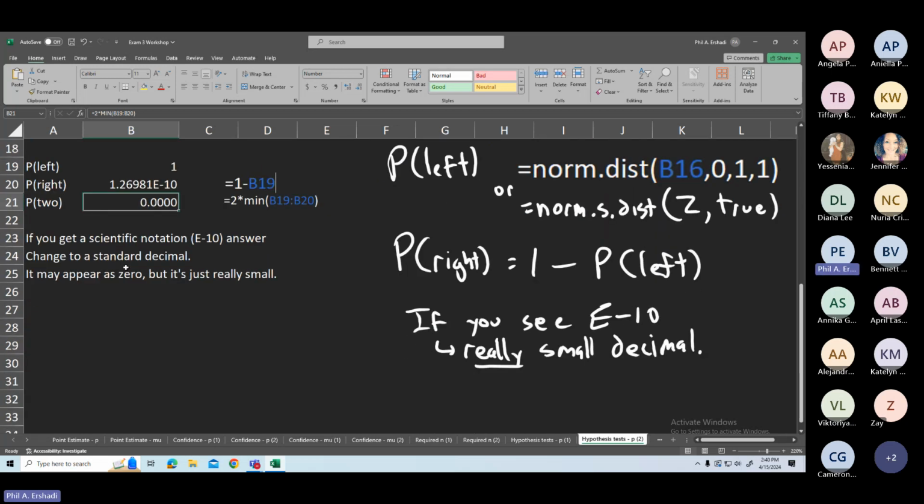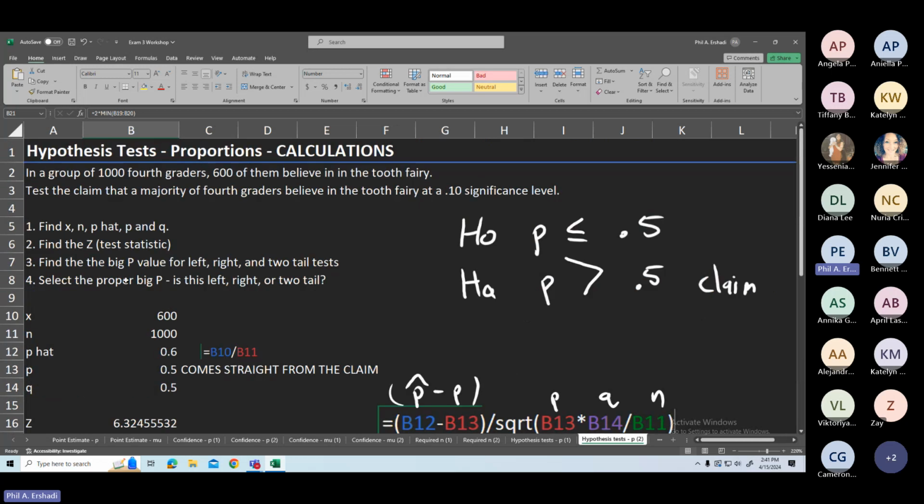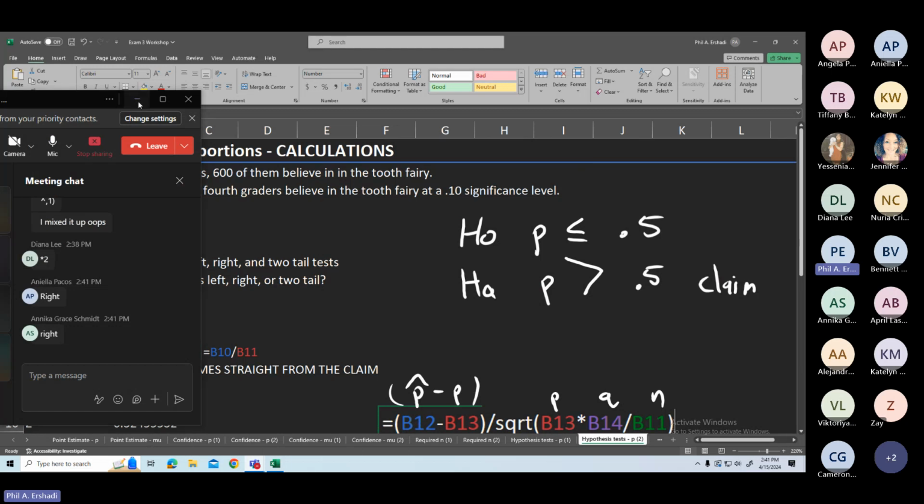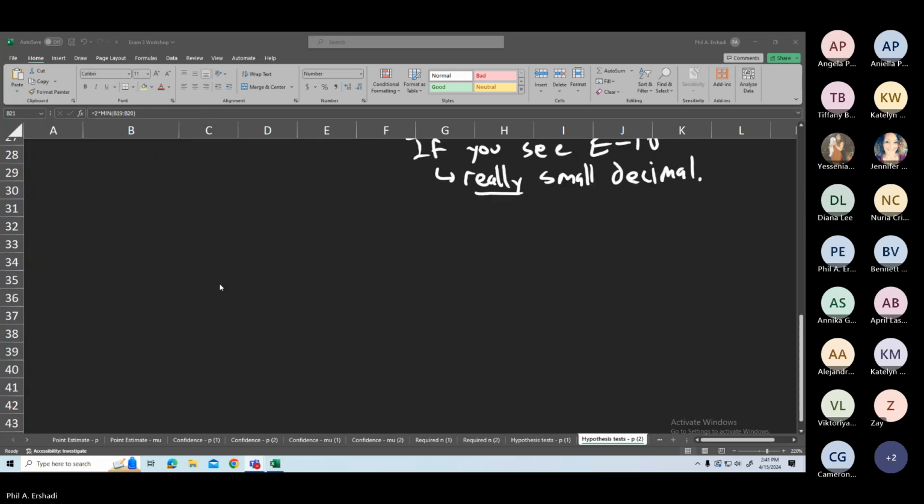So now that we've gone through the formulas about how to get your big P, can you remind me, is this left tail, right tail, or two tail? Which one of those values do we need? It's right tail. Very good. I just want to warn you that to figure out the tail, look to the alternate.